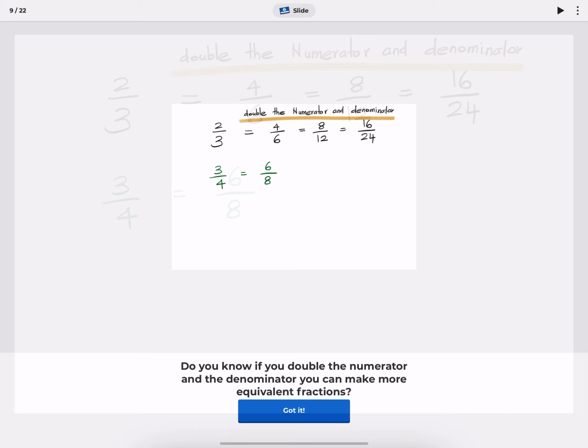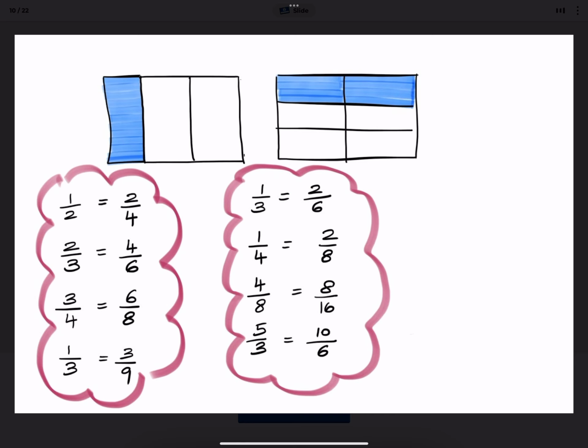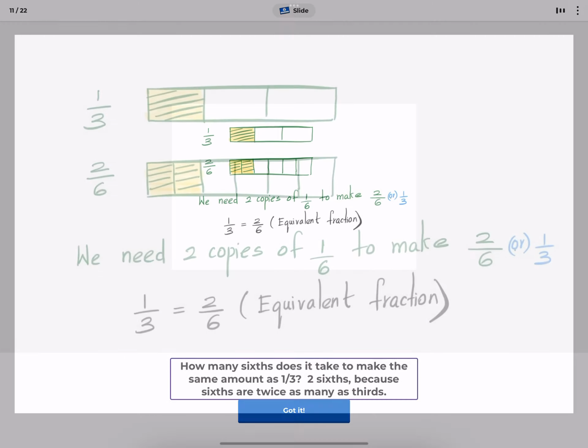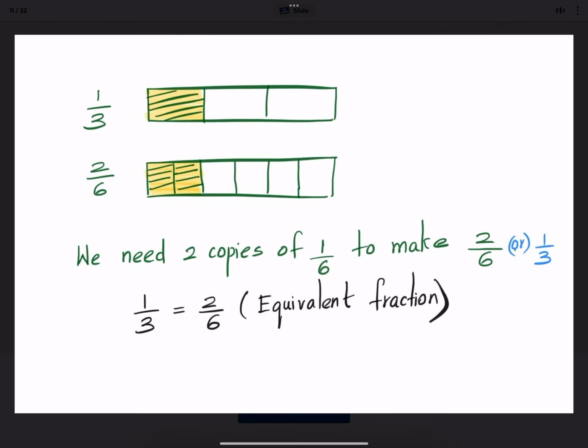Shade 1/3 of the paper and fold it again and again. The whole does not change, only the number of shaded parts increase. How many sixths does it take to make the same amount as 1/3? 2/6, because sixths are twice as many as thirds.